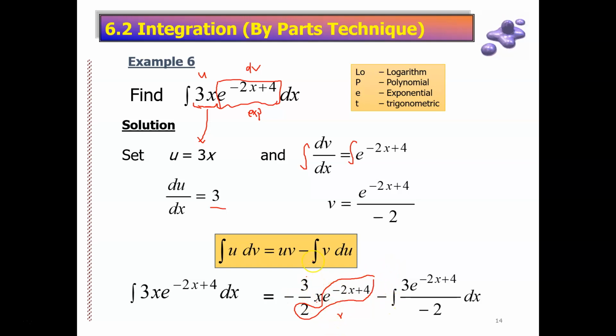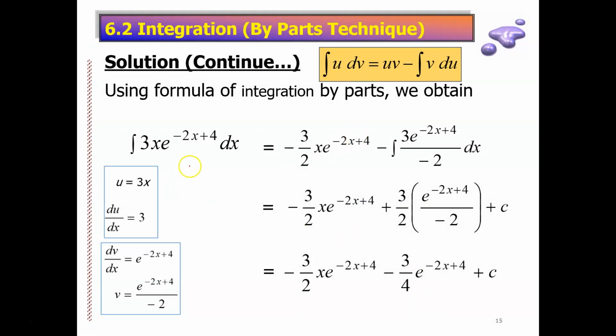And then minus, we follow back this formula: minus integration of v du. Where is your v? This whole thing, you rewrite v du. So du, from here you have du equal to 3 dx. We move the dx to the other side. That's why you get this: 3 and dx. 3 and dx is du. So, can you solve this? Yes, right?